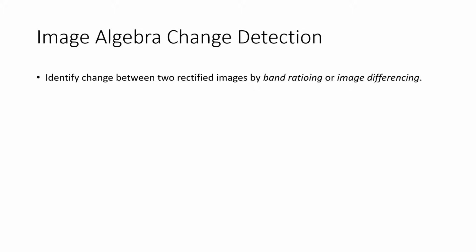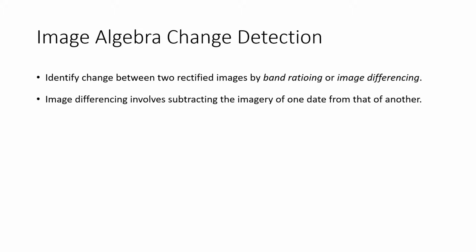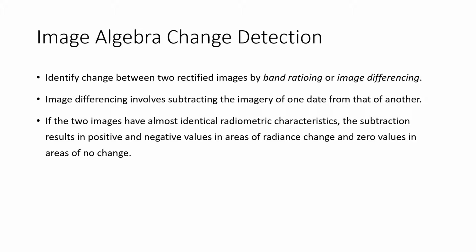Another technique is called image algebra change detection, and you identify the change between 2 rectified images by band ratioing or image differencing. Image differencing involves subtracting the imagery from one date from that of another. If the two images have almost identical radiometric characteristics, the subtraction results in a positive or negative value in areas of radiance change and zero value in areas of no change. And then everything is stored in this change image.